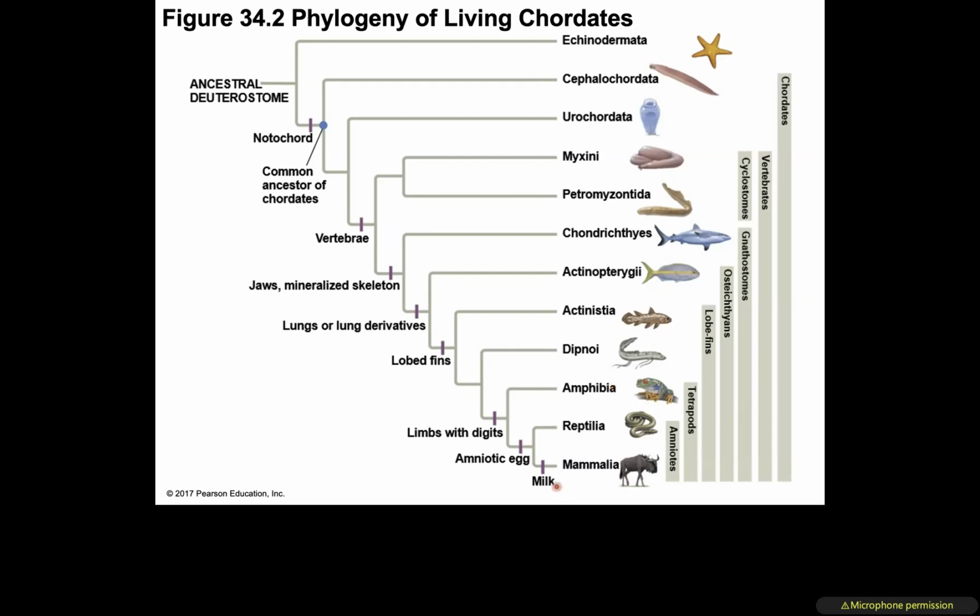And so last but not least, your mammals are going to have mammary glands that produce milk. So these last two, because of the amniotic egg, those are called amniotes. Okay. And so we're going to find our way through this wonderful vocabulary.